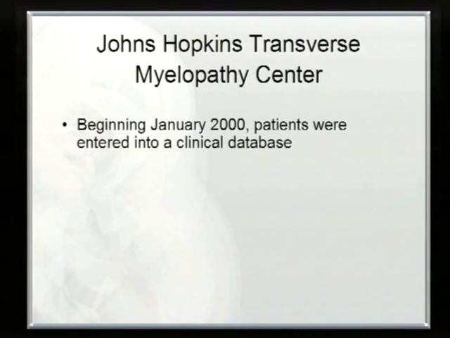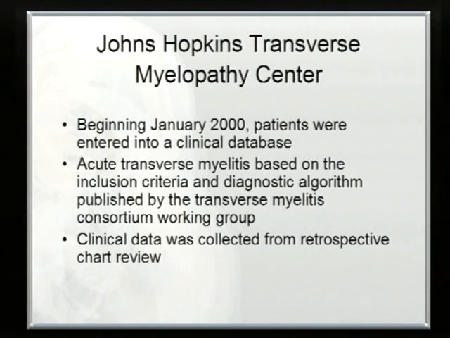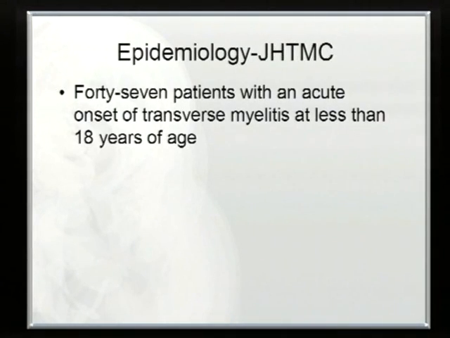So beginning in January of 2000, we started to enter patients into our clinical database. The definition that we used was based on the algorithm that Dr. Kerr just presented in the previous lecture. And we looked at the information from a retrospective manner, going through the charts, and then if there was information missing, we'd call up families and try to fill in the gaps. A total of 47 patients with acute onset of transverse myelitis at less than 18 years of age were analyzed.